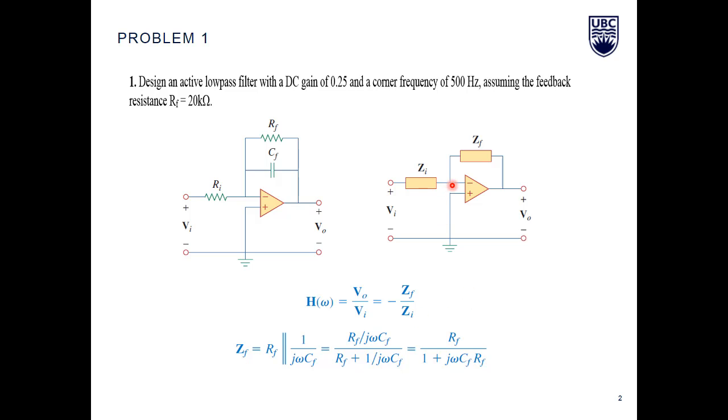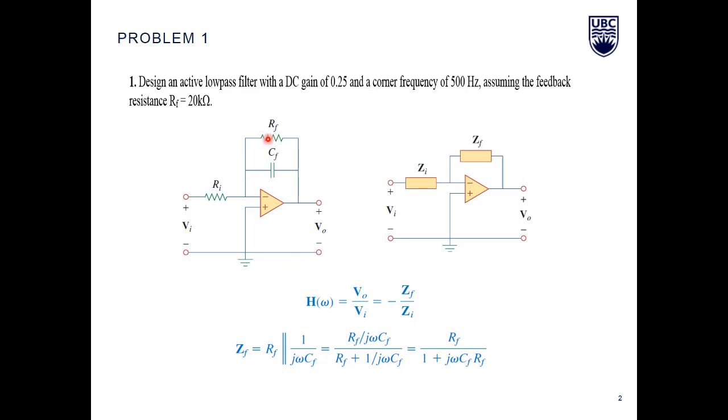If you write a KCL here, you can get this relationship, because you know the op amp rules: we have no current going into the terminals, and the potentials of the positive and negative inputs are the same. So using those rules and KCL in this node here, we can write this transfer function. So if you put ZF as the parallel connection of RF and CF, we write the equivalent impedance for CF here, and these two impedances are in parallel.